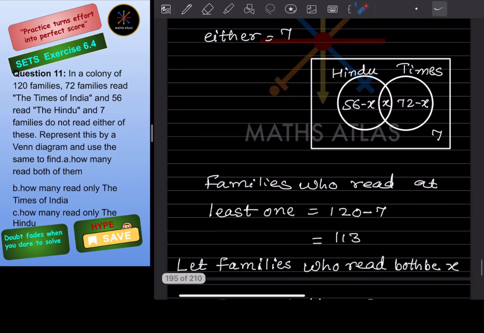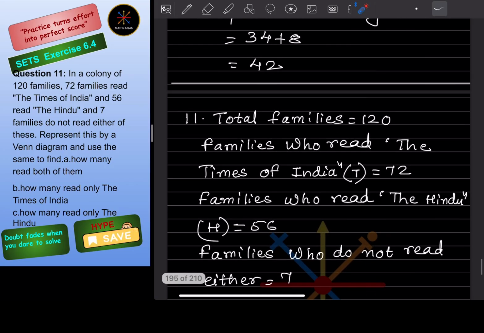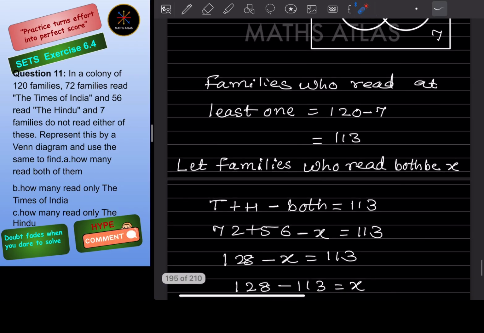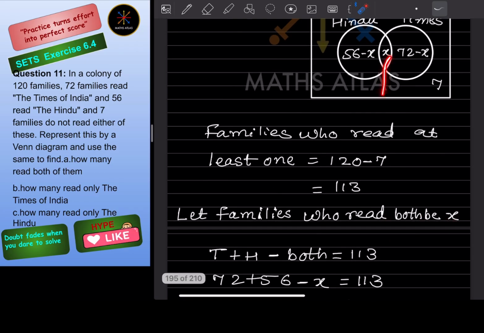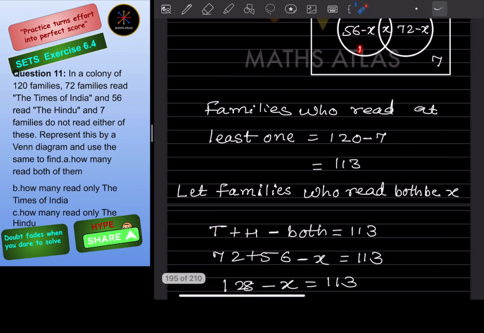Now we will see families who read at least one. Total number of families is given as 120. At least one means you are going to subtract those who read neither, so that is going to be 113. We can consider that families who read both be X. So here it will be T plus H. We combine both and subtract X, and that gives those who read at least one, which is 113.